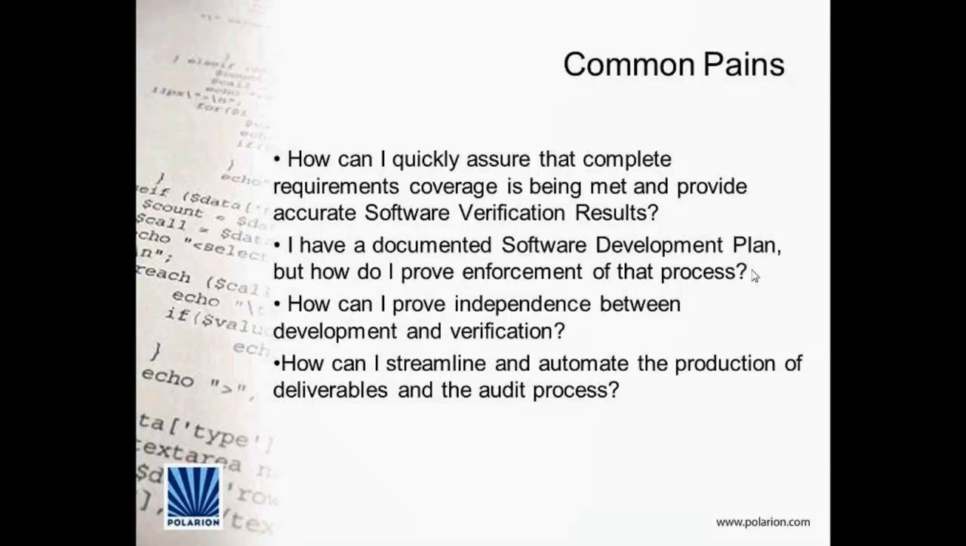In addition, how can I prove that independence between development and verification, and between the different levels of requirements, has been met, and that one or more people are not touching multiple parts of the process that are supposed to be independent? And lastly, how can I streamline and automate the production of my deliverables? And how can I do that same thing with the audit process? The audit and the certification process is very, very difficult and time-consuming, and anything that can be done to make that process easier is always welcome.